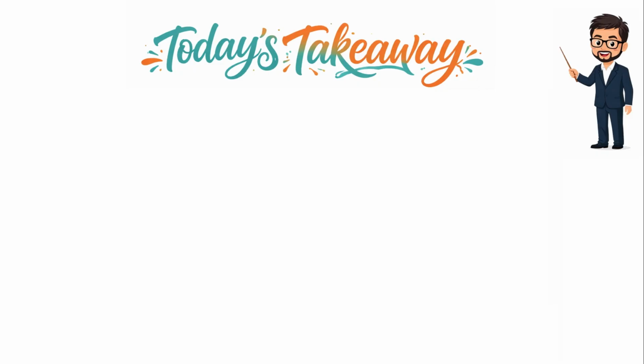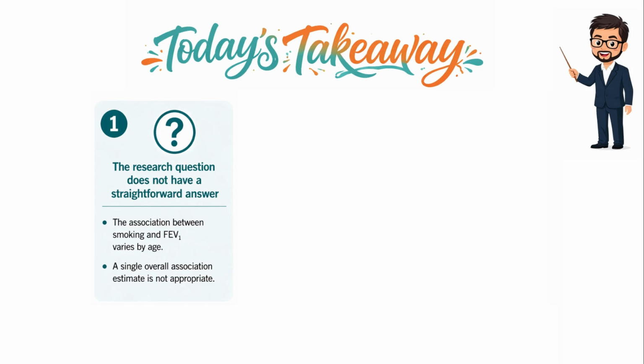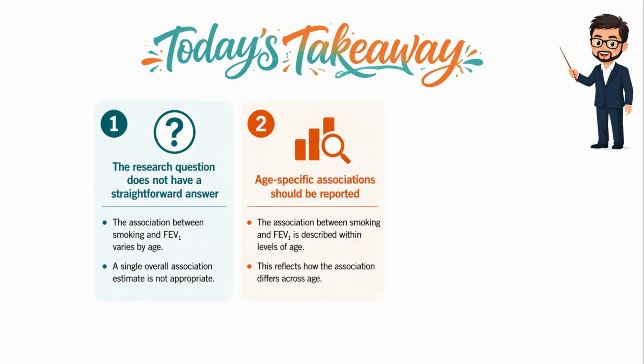Now for today's takeaways. When we ask whether an exposure is associated with an outcome, we often expect a single summary estimate. In this case, however, the association between smoking and FEV₁ varies across age. Because the association varies by age, it cannot be summarized by a single overall effect, as in a 2-sample t-test. Instead, the data should be stratified by age, and age-specific associations should be reported.